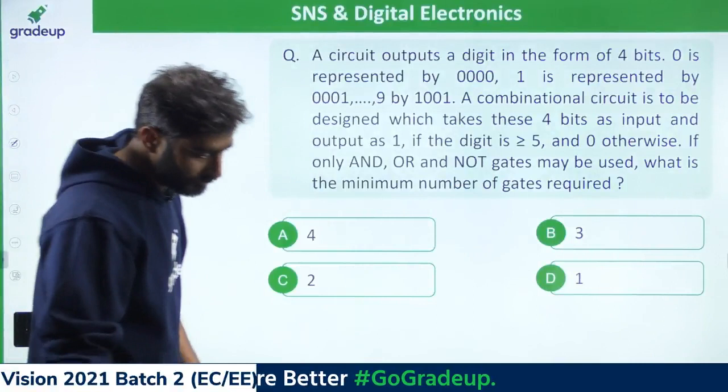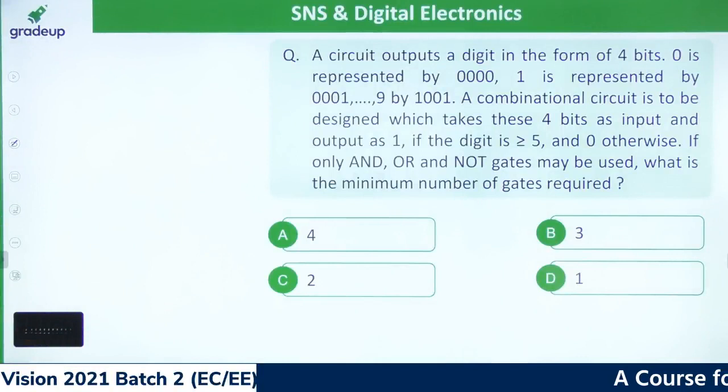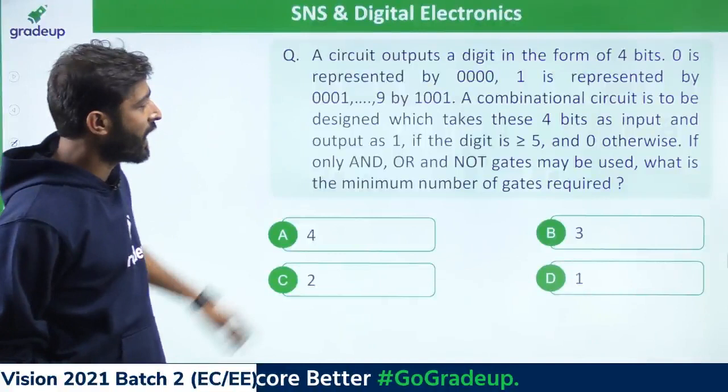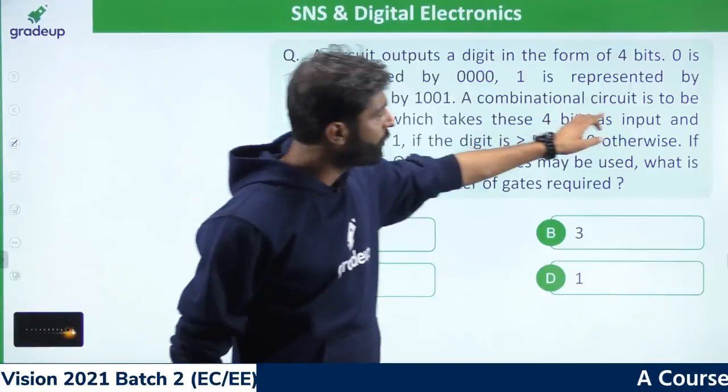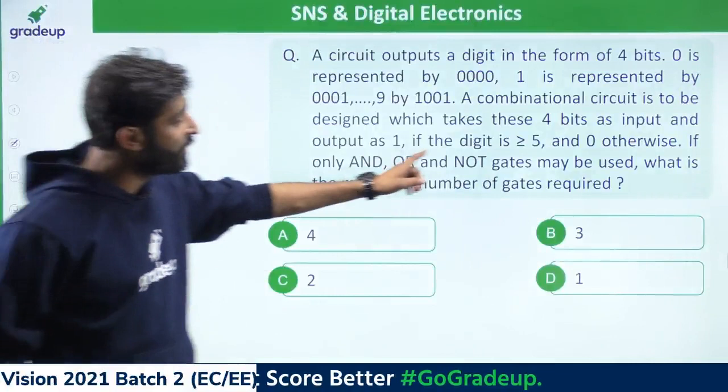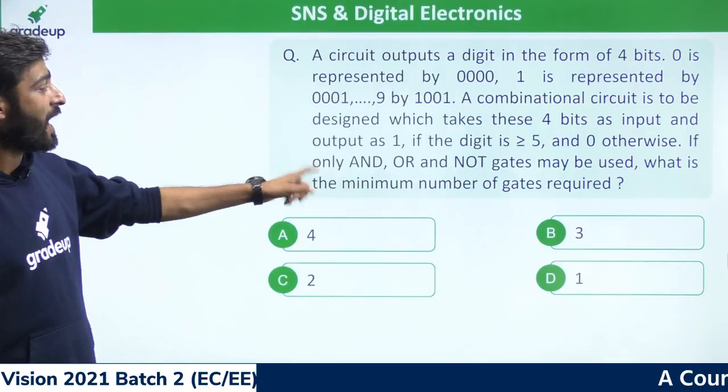Just give me the answer of this question. What is that question? A circuit outputs a digit in the form of 4 bits. 0 is represented by 0000, 1 is represented by 0001, and so on. 9 is represented as 1001. The combinational circuit is designed to take these 4 bits as input, and the output is high if the digit is greater than or equal to 5 and 0 otherwise. If only AND or NOT gates may be used, what is the minimum number of gates required?